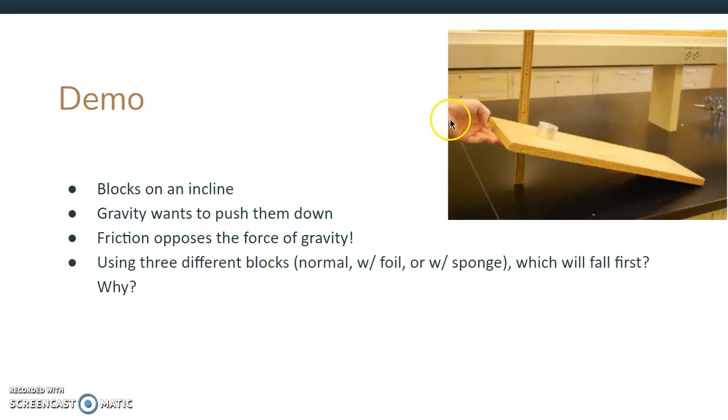So we're going to put three different things. We're going to have one with a block that's just normal, a block that has aluminum foil on it, and a block that has a sponge on it. And I want you guys to think about which one do you think is going to go down the ramp first? The one that is normal, the one that has aluminum foil, which is a little bit smoother, or a sponge, which is very rough? So let's watch this quick video.